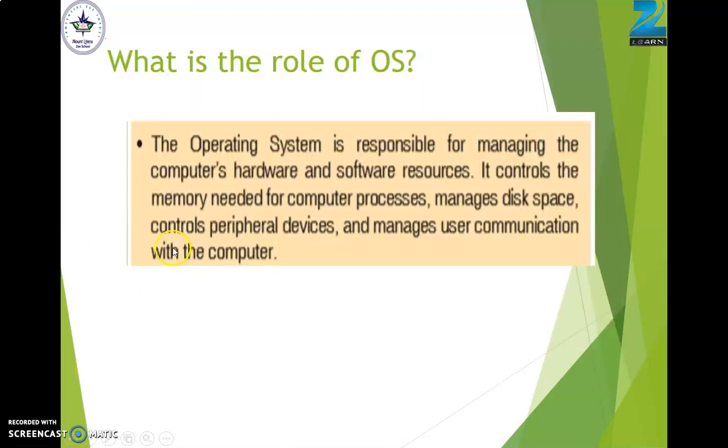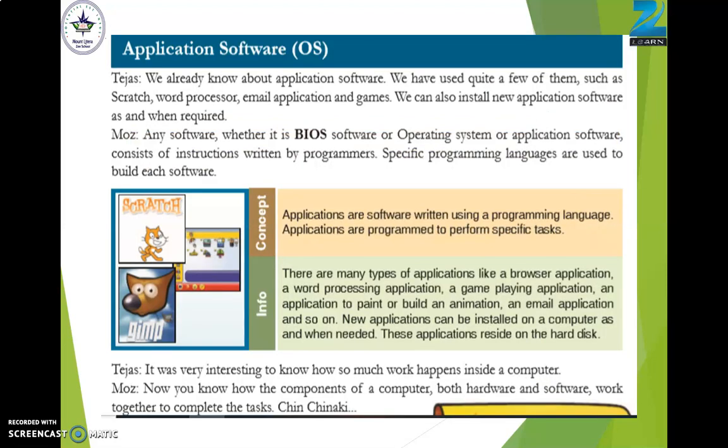What is the role of the operating system? The operating system is responsible for managing the computer's hardware and software resources. It controls the memory needed for computer processes, manages disk space, controls peripheral devices, and manages user communication with the computer. Now last, that is application software.